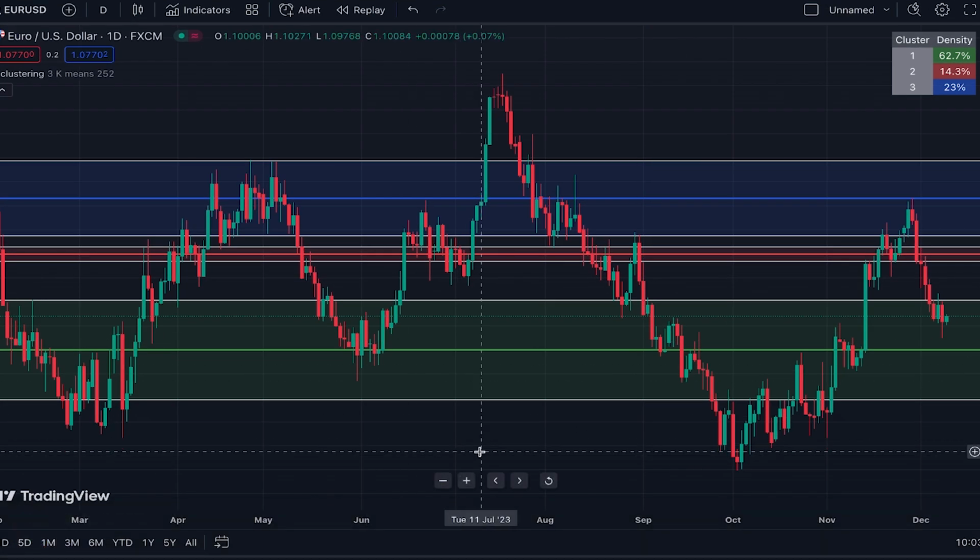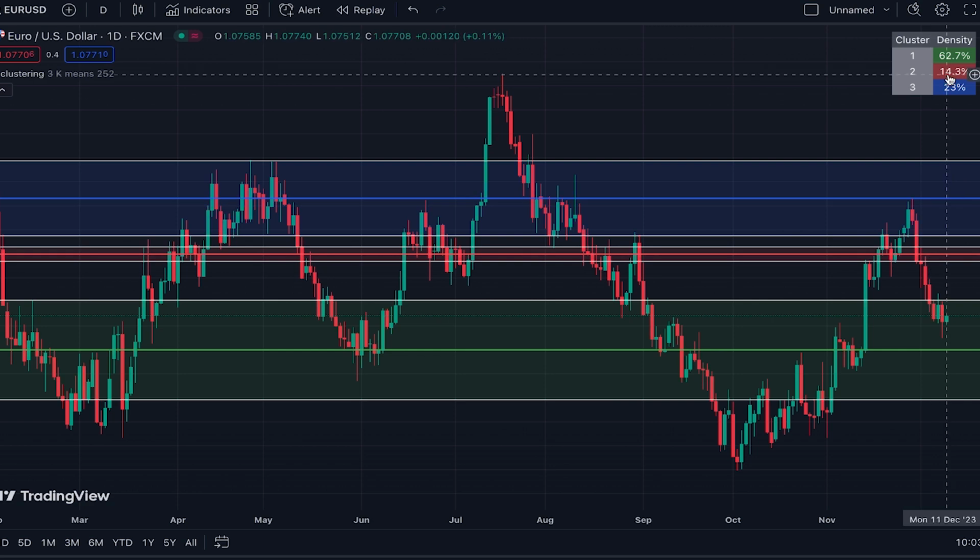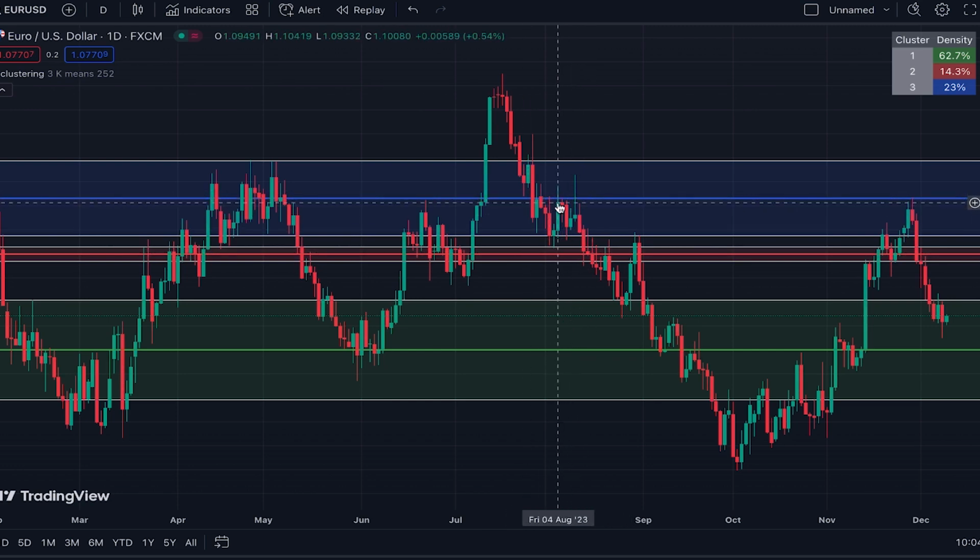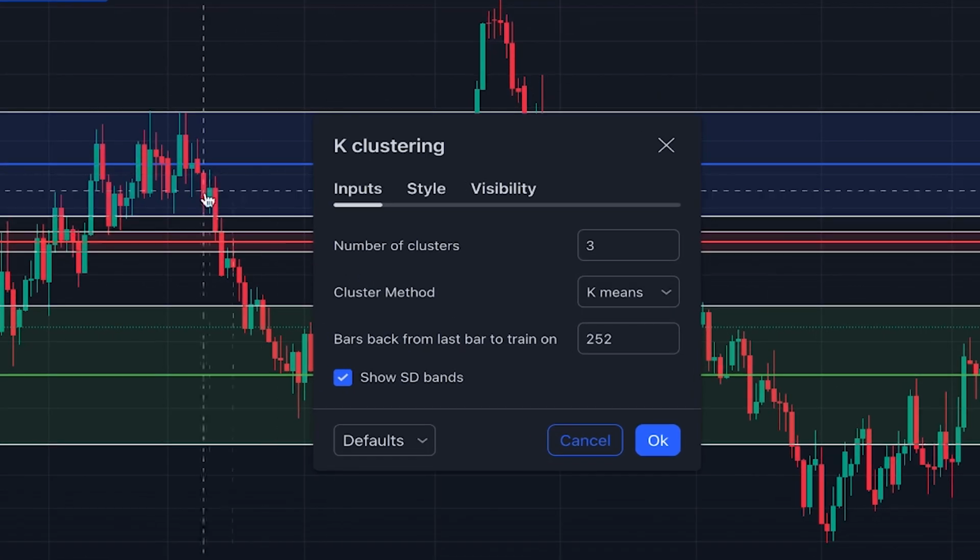Alright, as you can see, we have three different zones on the chart: blue, red, green, and here in this table we have a percentage for them. The line in the middle is a support or resistance level, and the two white lines above and below that are one standard deviation from the line. Similarly, here the red line is a support or resistance level, and the two lines above and below the red line are one standard deviation from the line. And here the blue line is a support or resistance level with these standard deviations above and below the blue line. Each of these areas are called cluster, and by default the number of clusters are set at 3.